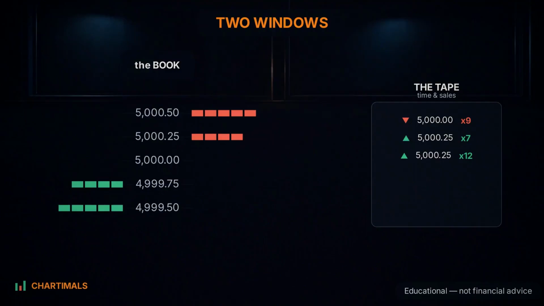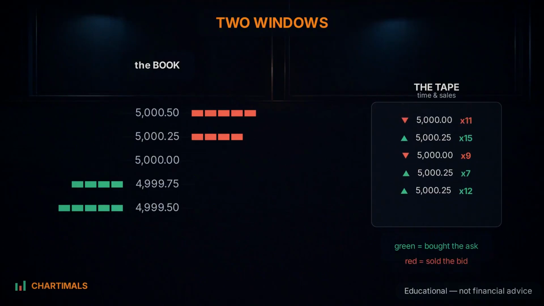And the tape hints at who was impatient. A print up at the ask price, a buyer most likely reached across and paid up, the likely aggressor, the one doing the taking. A print down at the bid, a seller most likely hit it. It's an educated read from where the trade printed, not a stamped fact.